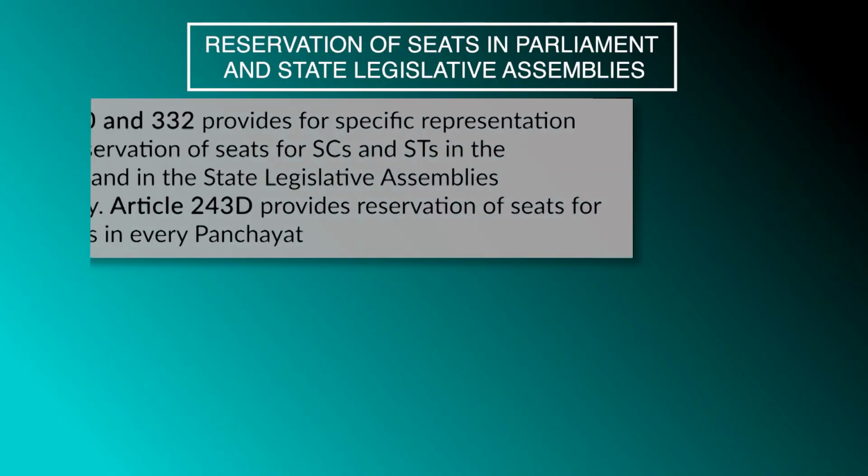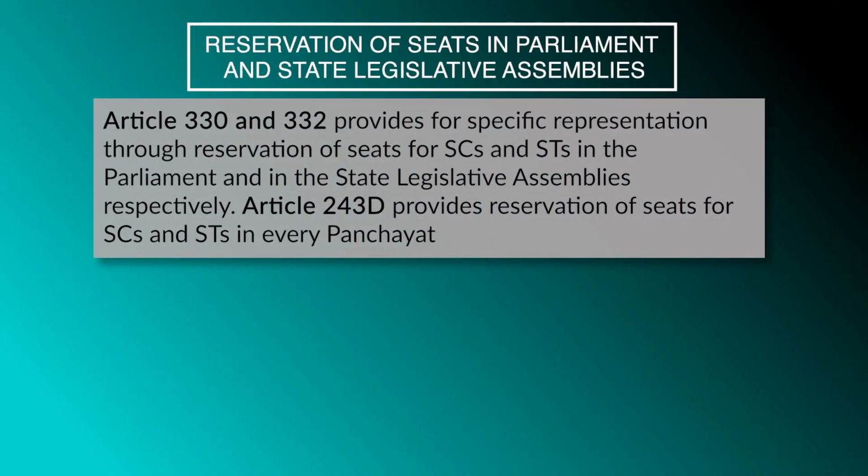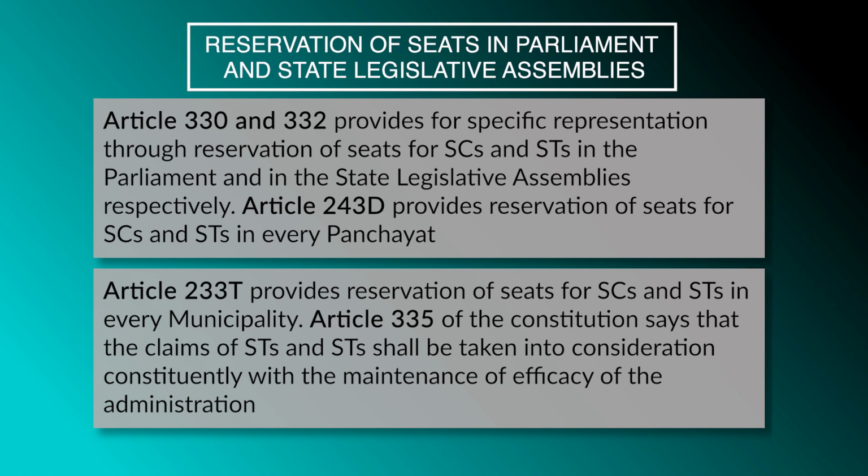There is also reservation of seats in Parliament and state legislative assemblies. Articles 330 and 332 provide for specific representation through reservation of seats for scheduled castes and scheduled tribes in the Parliament and in the state legislative assemblies respectively. Article 243 Clause D provides reservation of seats for scheduled castes and scheduled tribes in every panchayat. Article 233 provides reservation of seats for scheduled castes and scheduled tribes in every municipality, while Article 335 says that the claims of scheduled tribes and scheduled castes shall be taken into consideration consistently with the maintenance of efficiency of the administration. Reservation in government services deserves particular attention.